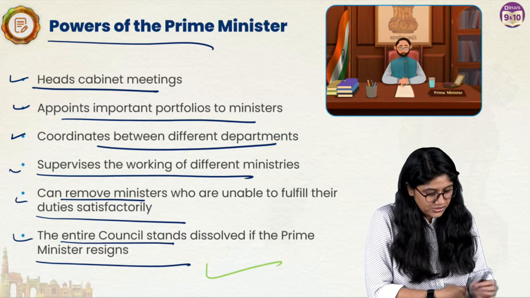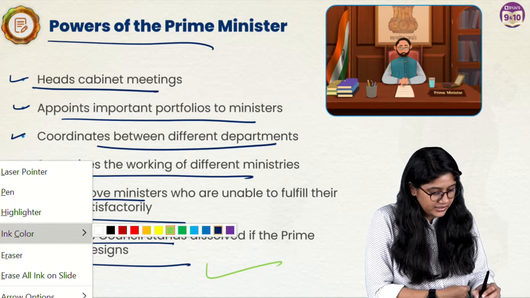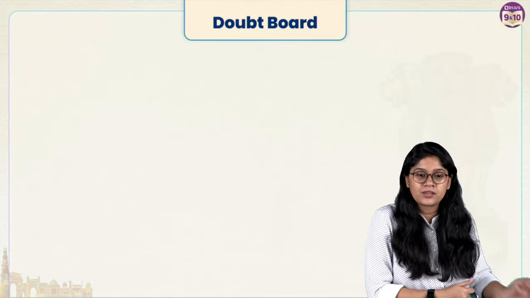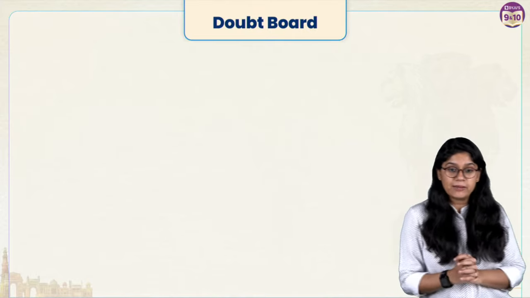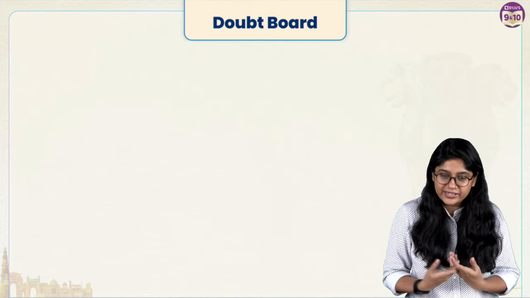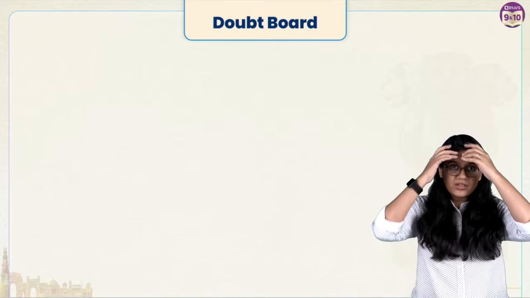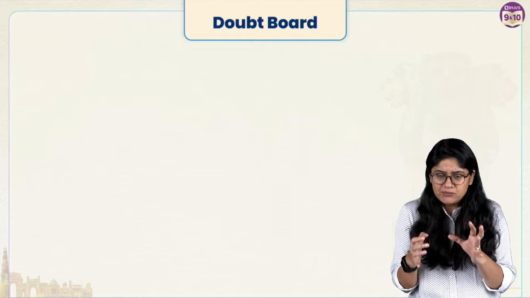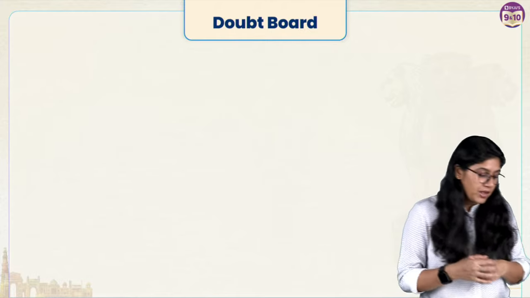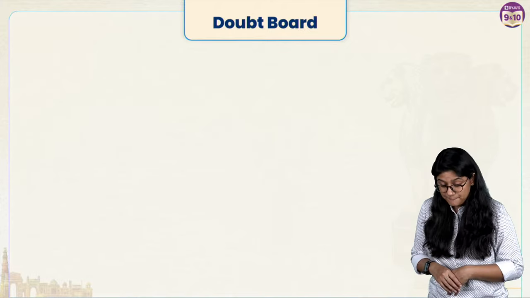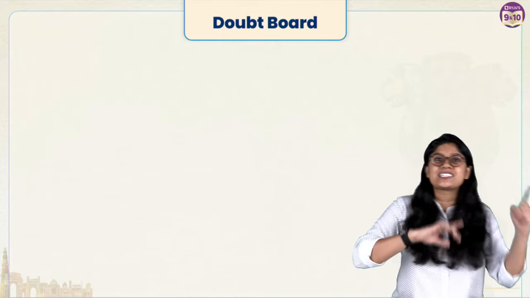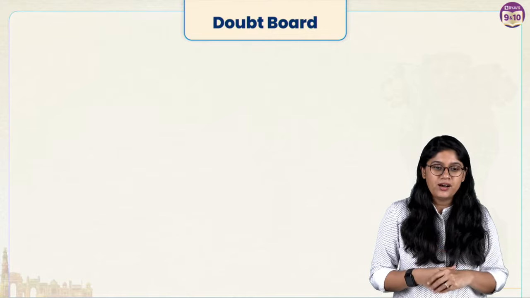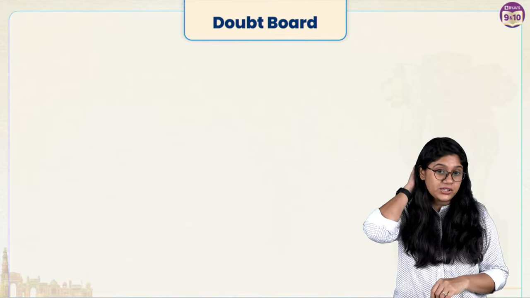Good. So we have spoken about the prime minister. Do you have any doubt? Ma'am, what can we do if our MP is not responding to my area properly? We can definitely make complaints about it. If there is any extreme case, we can definitely take action. We can file a case. But in the next election, you can choose not to vote for them. That's an easy way.